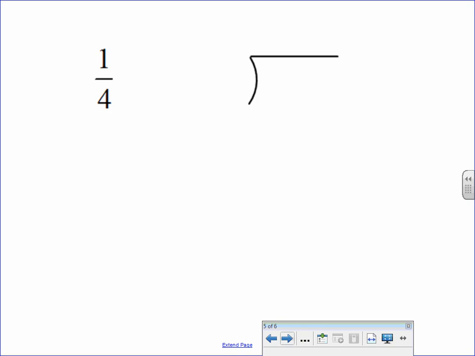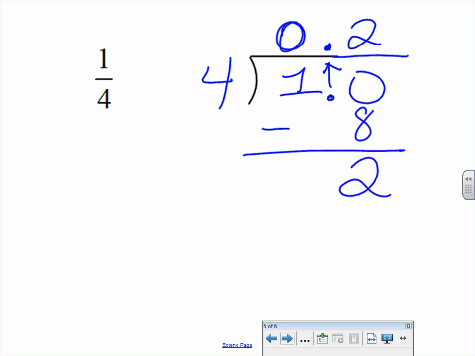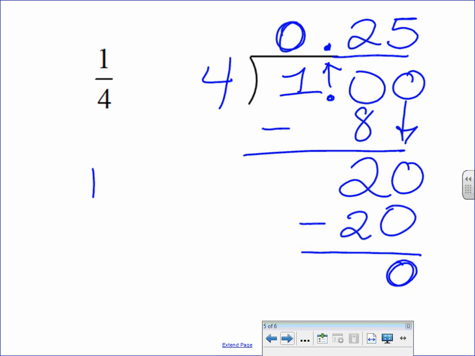Cowboy goes inside, and the cowboy is 1. And the horse stays outside. Add a decimal point and a 0. Bring up your decimal point. 4 can't go into 1. Look at your multiplication chart. See how many times 4 can go into 10, which is twice. And if I subtract, I get a remainder of 2, which means I have to add a 0 and bring it down. 4 goes into 20, if you look at your multiplication chart, 5 times. And now I have a remainder of 0. Therefore, 1/4 equals 0.25.